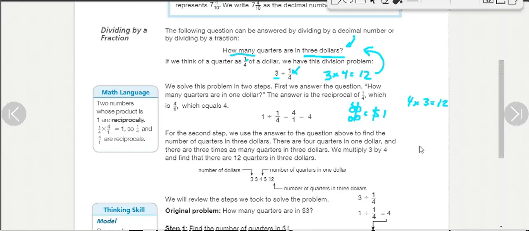That's really what we're doing, isn't it? Doesn't this look like this? We take how many dollars and we end up multiplying by how many quarters were in $1 to get our 12. And that's a great way to think about this.